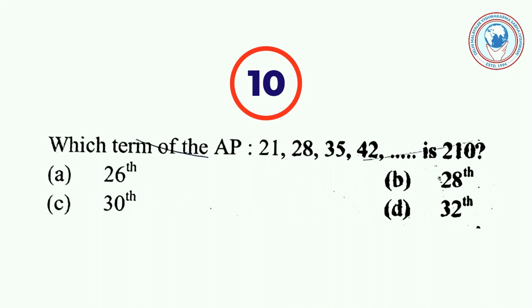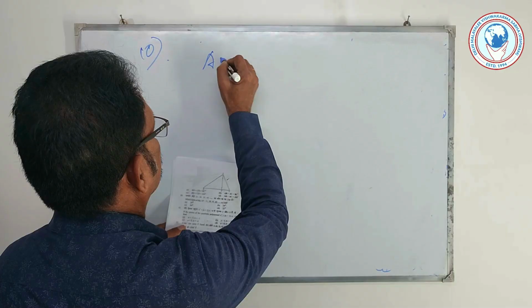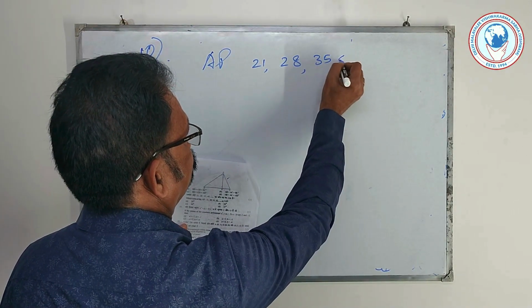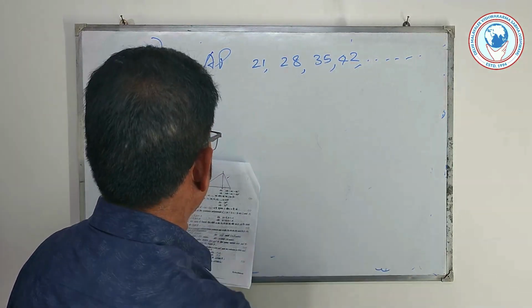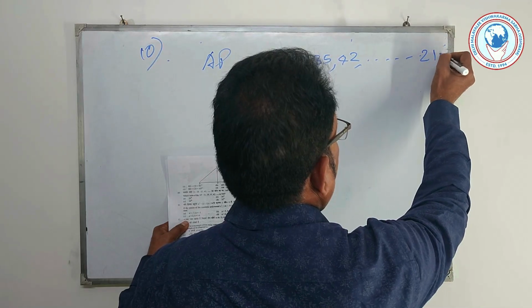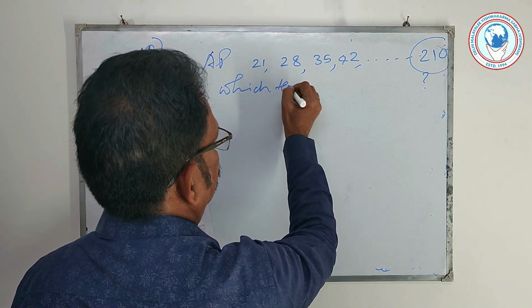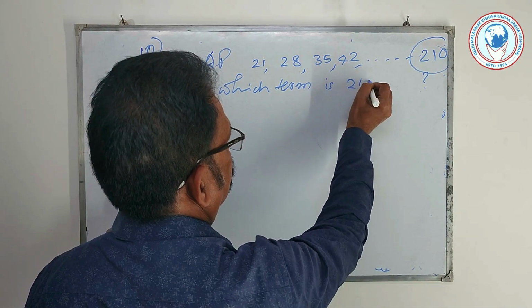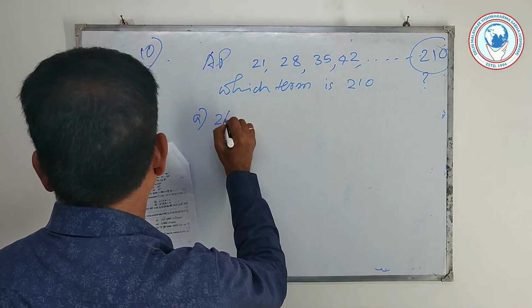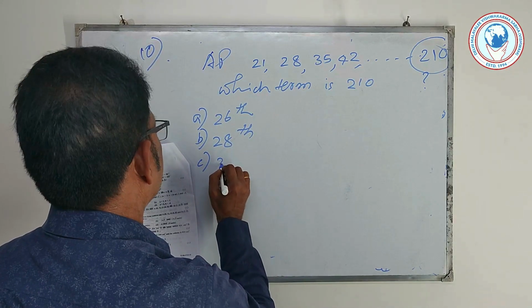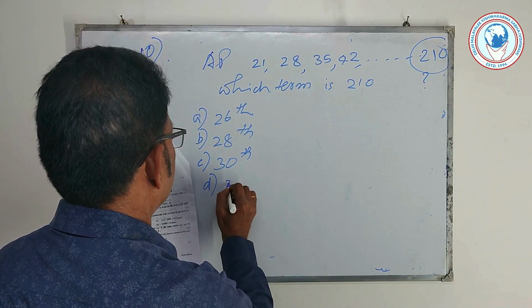Question number 10. Which term of the AP 21, 28, 35, 42, etc. is 210? So the last term is 210. Which term is it? The options are 26th term, 28th, 30th, 32nd.